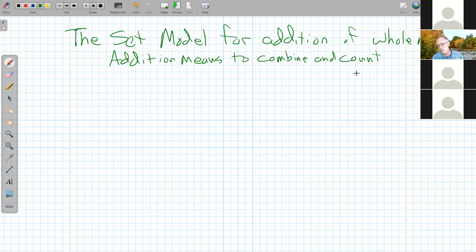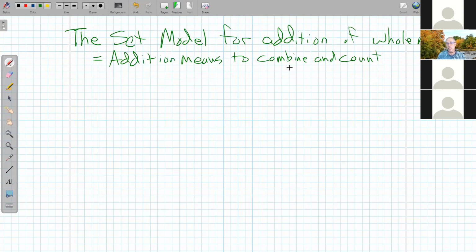Now, I like using base 10 blocks because I can use them to show kids why we carry. We have that crazy carrying thing we do. Okay, why do we do that? But we could use anything. We could use pennies and dimes. We could use beans and sticks, right? There's lots of ways to do it. But the bottom line is, in the set model of whole numbers, addition means to combine and count. Okay?